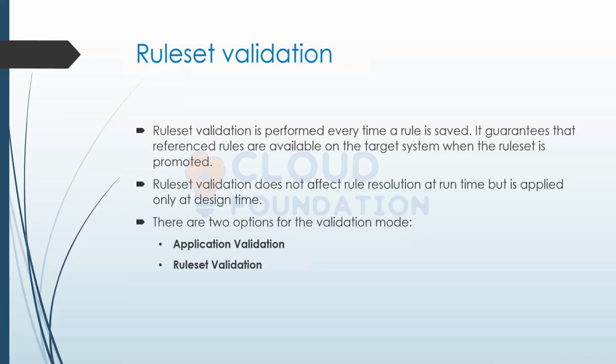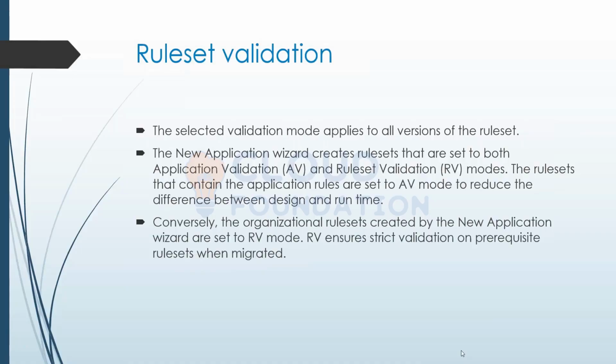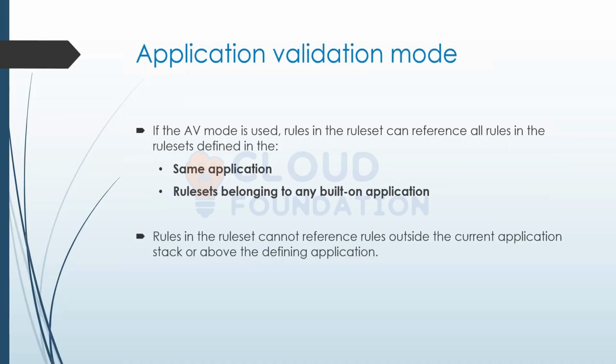I understood there are two modes: application validation or rule set validation. Going forward, I will call them AV and RV. Now, how are they even important for us? AV and RV modes define the accessibility of your rules. From which rule set into which rule set can I access the rules? You can access rules among the same rule set, always possible. But if I'm going to access rules from other rule sets, how can I do it? Is there a restriction on it? That depends upon the mode that you choose. Each validation is going to have certain standards or rules that we are going to talk about.